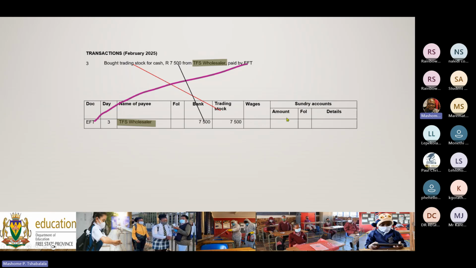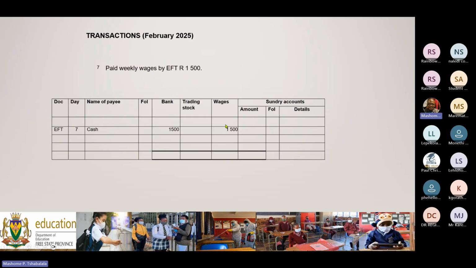Then sundry accounts are not affected, because the transaction has the specific column, which is the trading stock column. The trading stock column shows the amount that was paid. Therefore, there is no need for us to record the transaction under sundry accounts. It means it will only be recorded under bank and the trading stock.